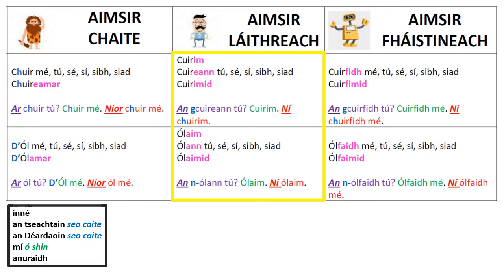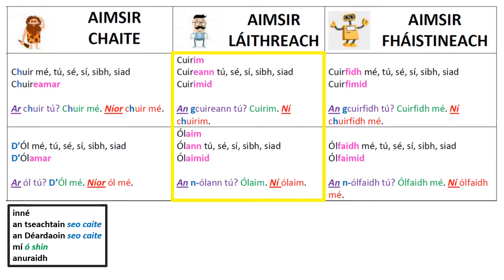Jump down here to ól and have a look at ól, and it's the exact same thing. Ólaim for me, ólann for everybody else, and ólaimid for we. And just like with our past tense, we'll notice that the spelling on the endings is slightly different. There's a slight difference, and that's to remind you that one of them is caol and the other one is leathan.